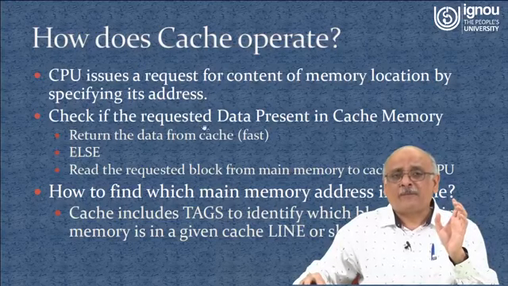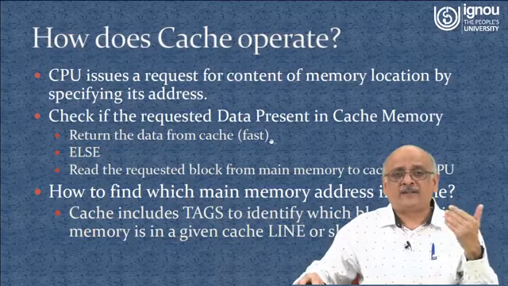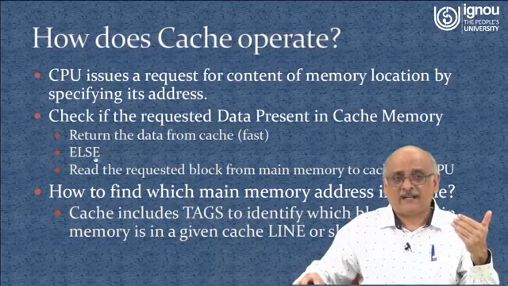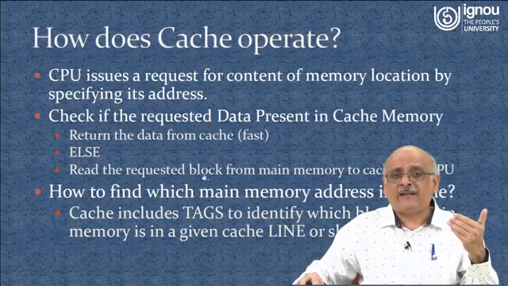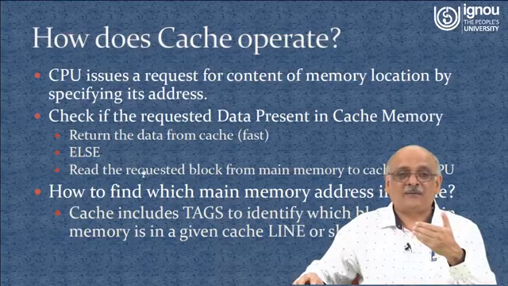It checks if the requested data is present in cache memory. If it is present in the cache memory, the data is returned from the cache. It is very, very fast. If it is not there, read the requested block from the main memory to cache and CPU. So we read it into cache and then it goes to the CPU and the processing gets performed.